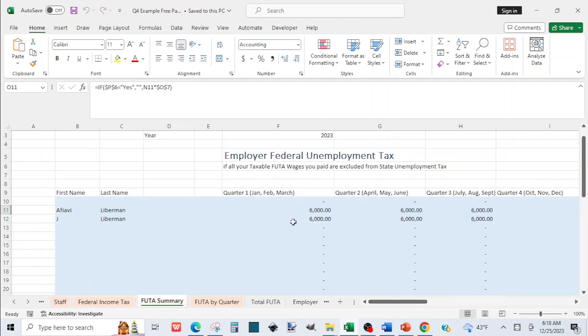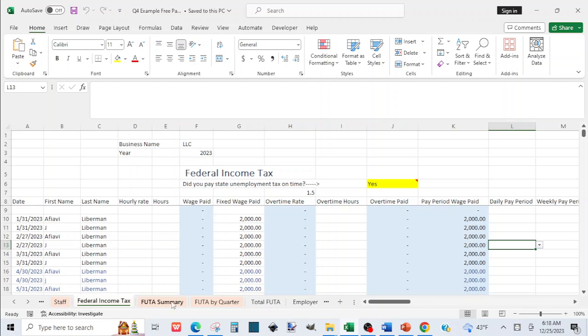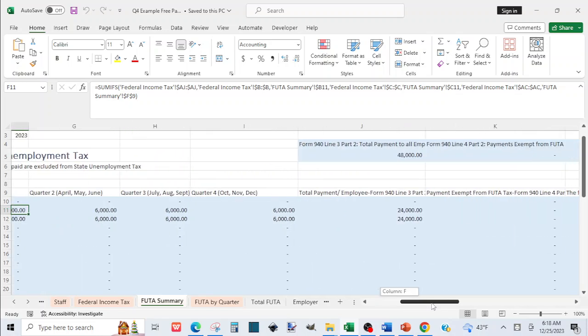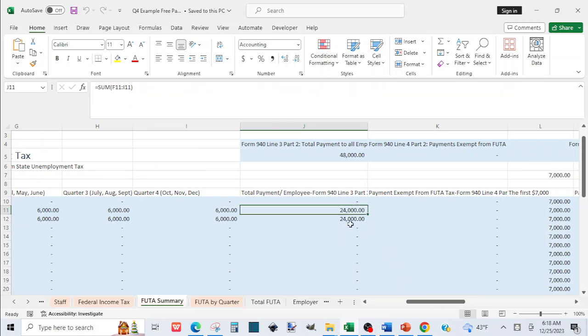And when you are using the template, you can add more information on it, though it's pulling data from the federal income tax return where we enter information. So every month, in this example, the person is paid $2,000. So for 3 months, that's 6,000. So the wages for the quarter is 6,000 for this person and 6,000 for this person. Quarter 2 the same, quarter 3 the same as well, and quarter 4 the same. So the total payment is 24,000 for the first person, 24,000 for the second person.